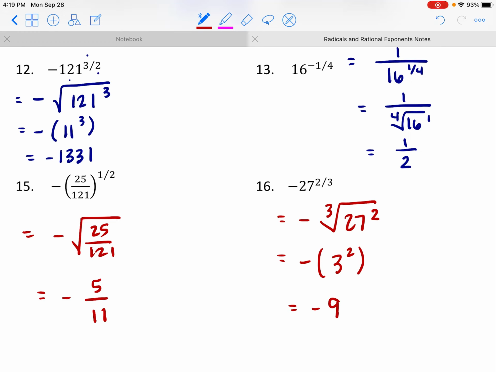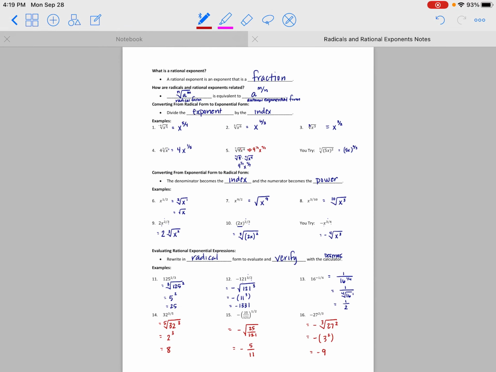So there are 2 reasons why it's good for us to be able to go from rational exponents to radicals: they work in both directions. If we have a rational exponent, we can use the concept to evaluate, and if we have a radical, we can convert to a rational exponent so that we can try to simplify that radical. So we saw that on the front. All right, so hopefully that wasn't too bad.